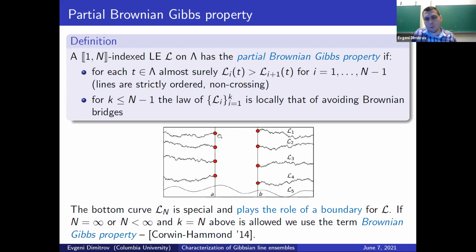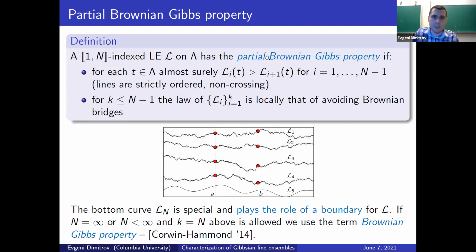In the third stage, you fill in the picture. How do you do that? You sample independent Brownian bridges between the red dots, which are independent except that they have been conditioned to avoid each other and also avoid the (k+1)st curve here. So you sample these new bridges and fill in the gap. This procedure starts from some random line ensemble and produces a new random line ensemble, and the essence of the Gibbs property is that the law stays invariant. It hasn't changed when you apply this procedure.